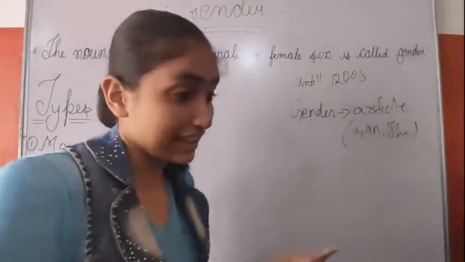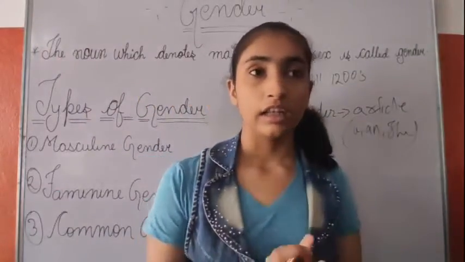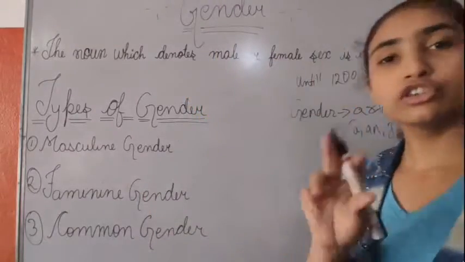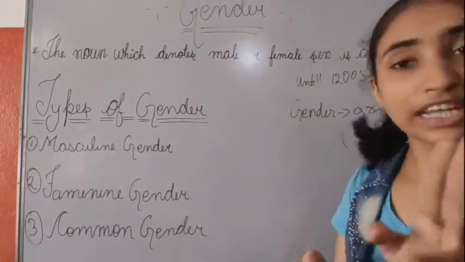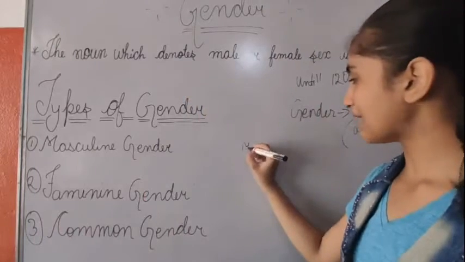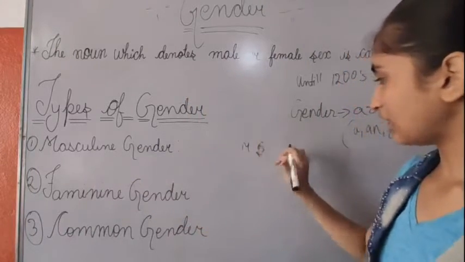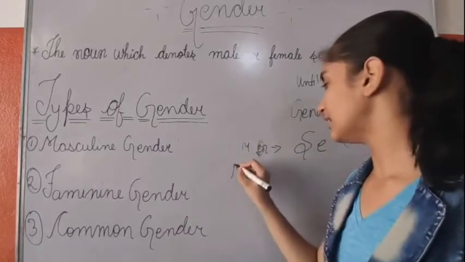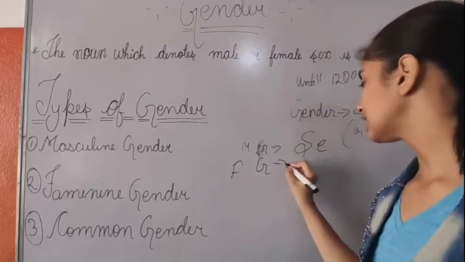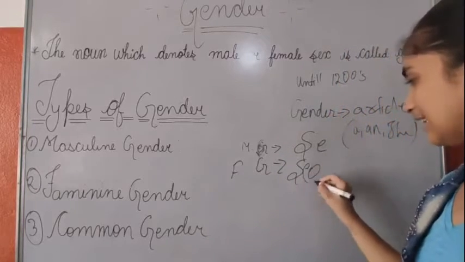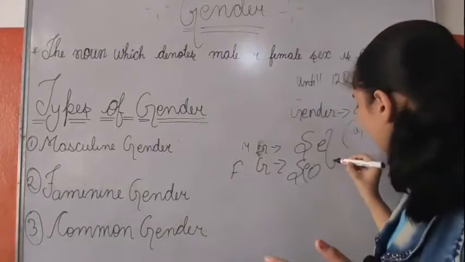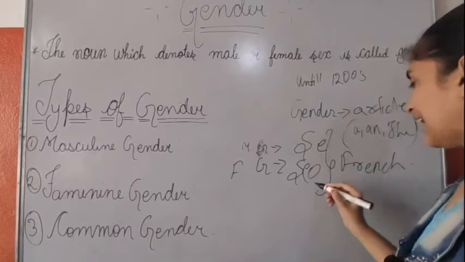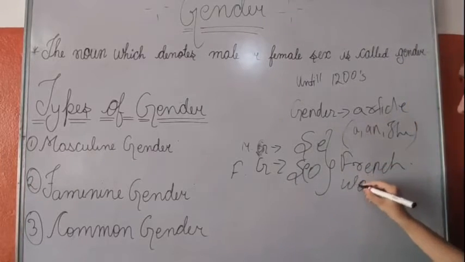It means when we say the sun, they did not use the. They have two articles, they have two genders. First the masculine gender, that's se, and the feminine gender, that's seo. So these two, se and seo, are the French words.